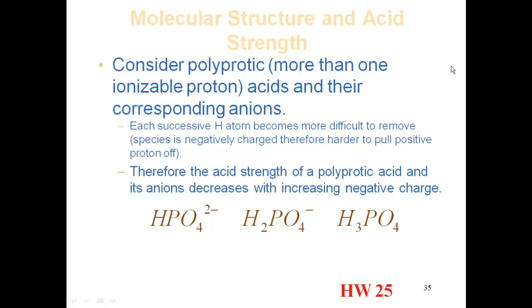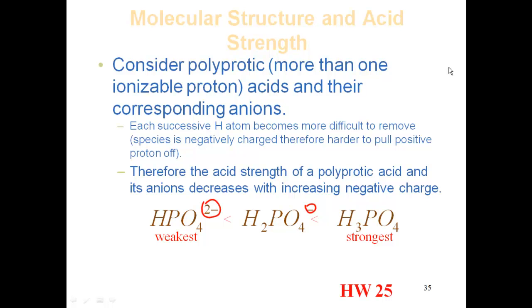Looking at this series, H3PO4 is going to be my strongest acid of the 3. H2PO4 minus is going to be next in line because I have just a minus charge, compared to the other one which has a 2 minus. It's going to be even harder to pull that proton off the 2 minus as the charge gets more negative. So my strongest acid in this series would be H3PO4, next would be H2PO4 minus, and last would be HPO4 2 minus, due to that charge increasing as we lose our hydrogens.